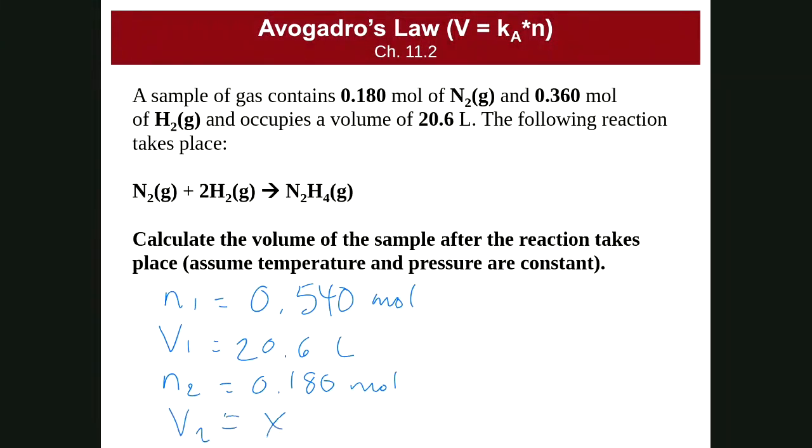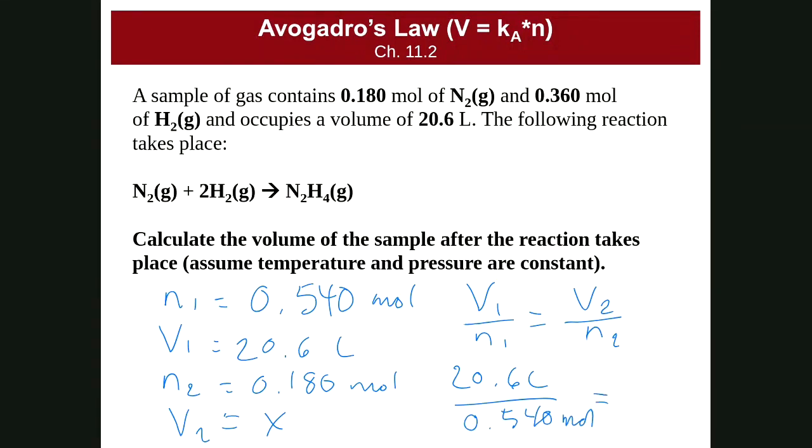So V1 over N1 equals V2 over N2. So we're going to have 20.6 liters divided by 0.540 moles equal to X over 0.180 moles. All right, so we're going to get X by itself, so we're going to multiply both sides by our 0.180 moles.